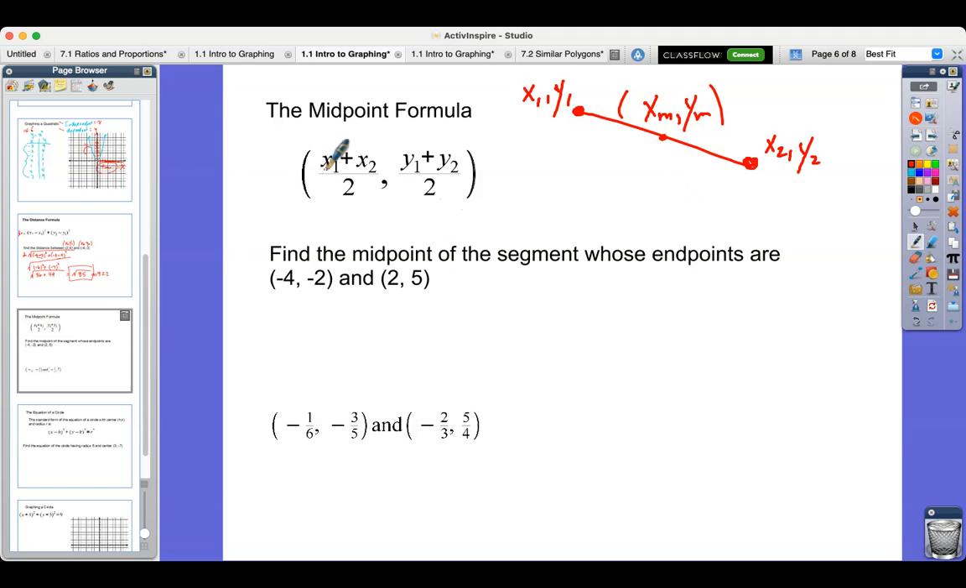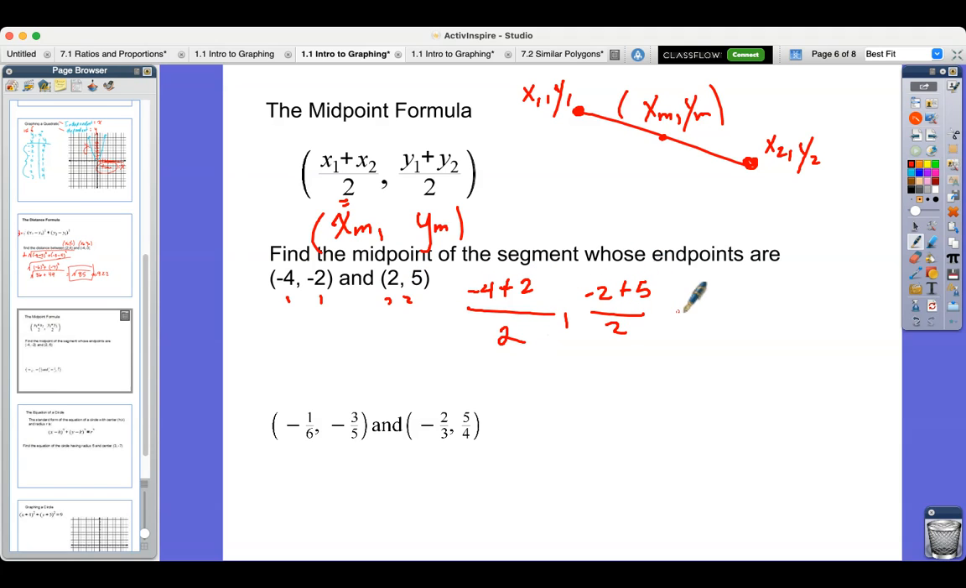As it shows right here, x1 plus x2 over 2 gives you ultimately your x midpoint coordinate. And y1 plus y2 divided by 2 gives you your y midpoint coordinate. You're going to get an ordered pair when you do this formula. So let's go ahead and try that. So this would be our ones, twos. Let's plug those in. So we got x1, -4, plus x2, which is 2, all over 2, comma, y1, which is -2, plus y2, which is 5, all over 2.